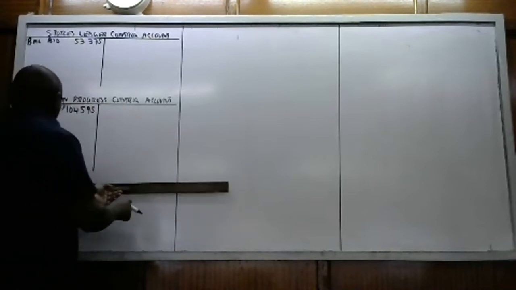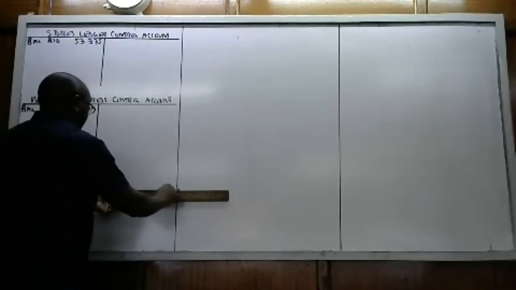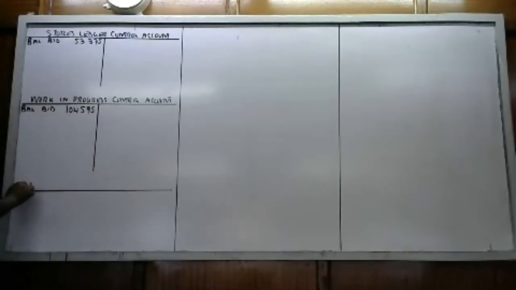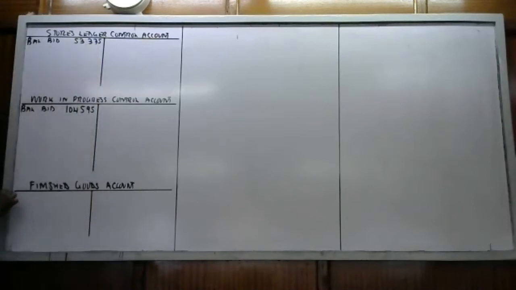The finished goods account is not a big one, it's a small one. This one should not take more than 4 lines. Finished goods account. The balance brought down is 30,780.